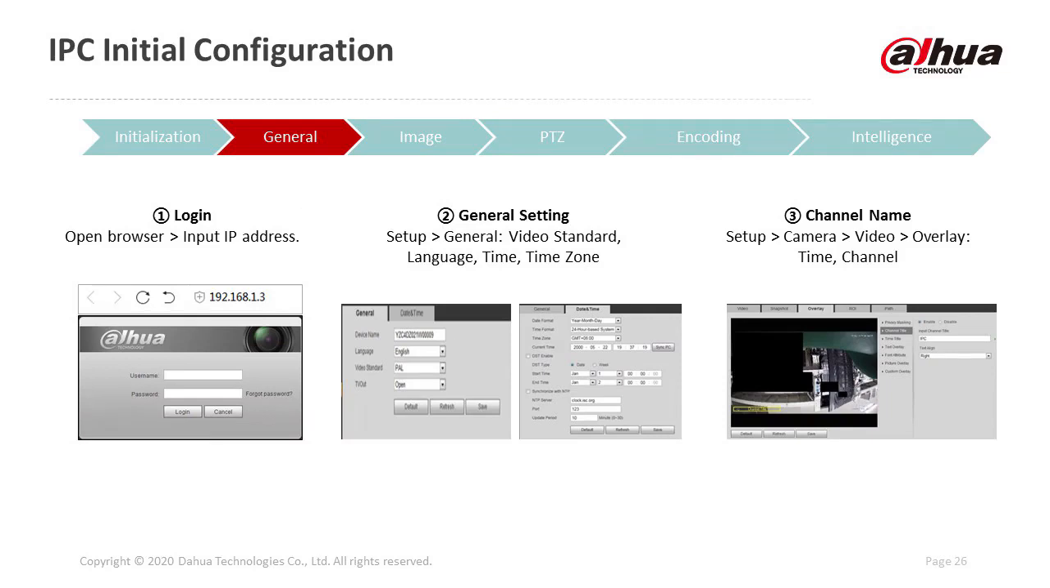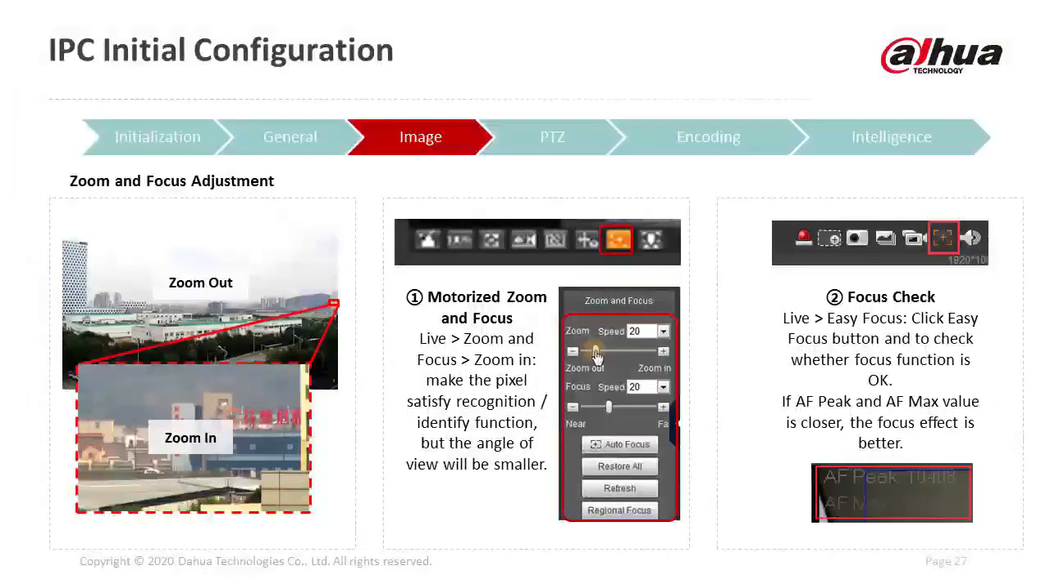The general configuration includes how to log in to the web interface, how to take general settings, like video standard, language, date and time, how to set channel name. The image quality is very important for video surveillance, so the image configuration is essential.